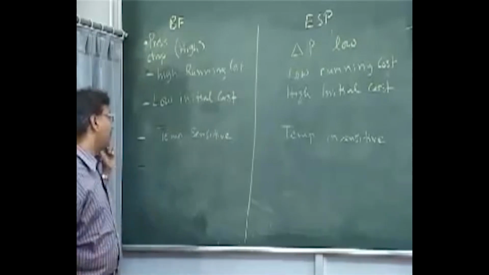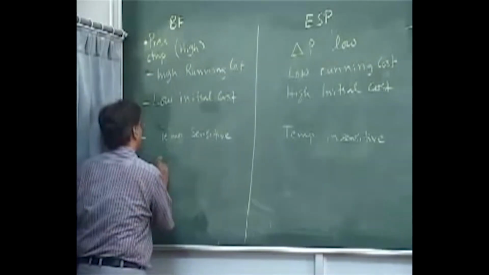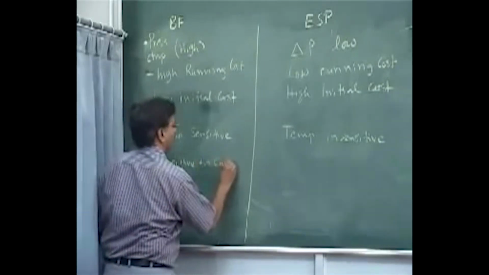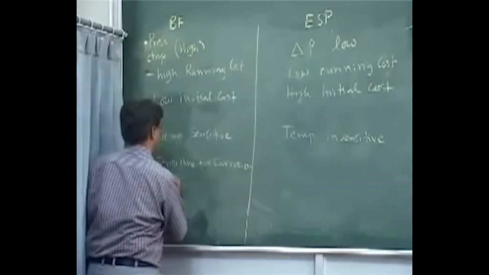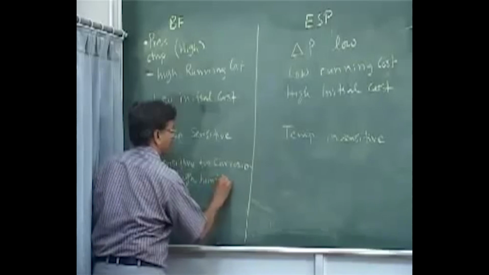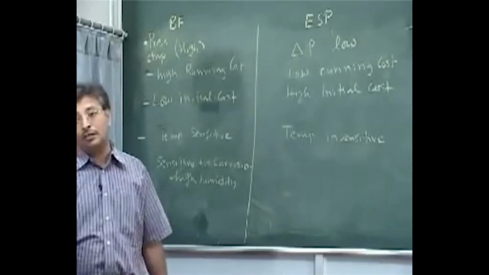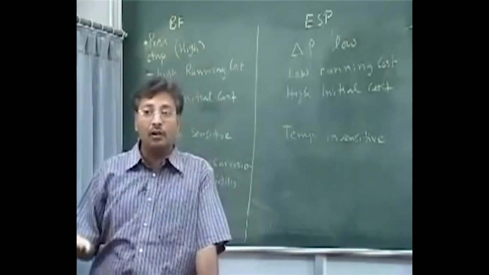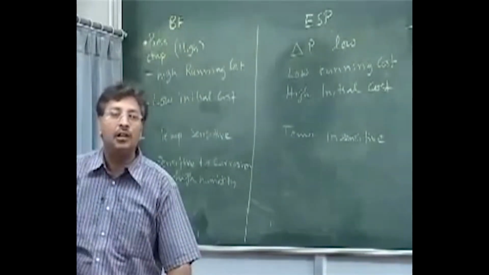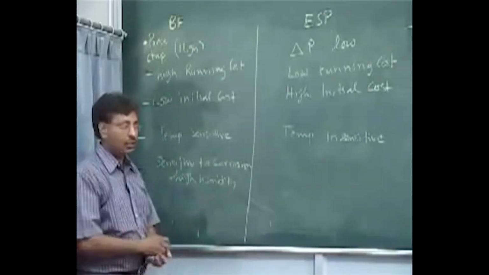What about corrosive things? If you have corrosive gases or high humidity, the bag filter is sensitive, because if you are not maintaining the temperature, the humidity, water is always there in the combustion process, right? Flue gas will contain lots of water. If the temperature is low, that water itself will sit onto your fabric filter, making it non-operational. So it is sensitive to corrosion and high humidity.